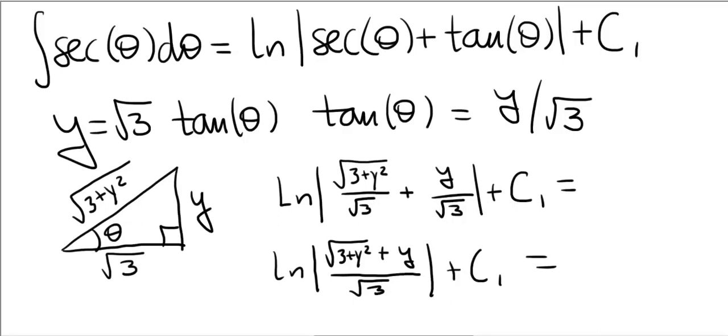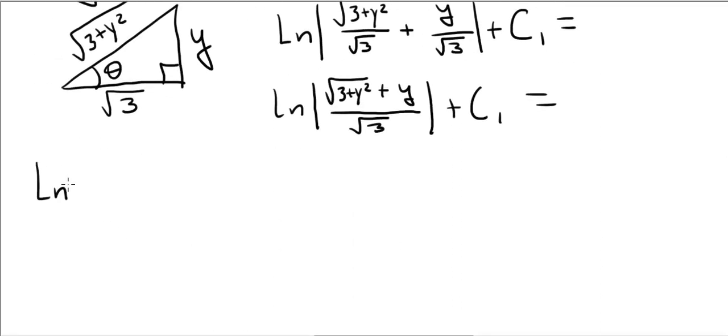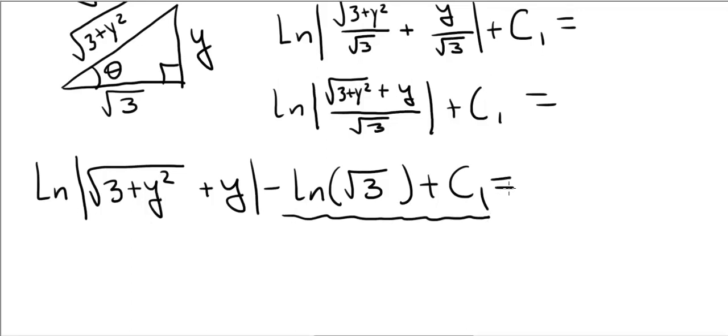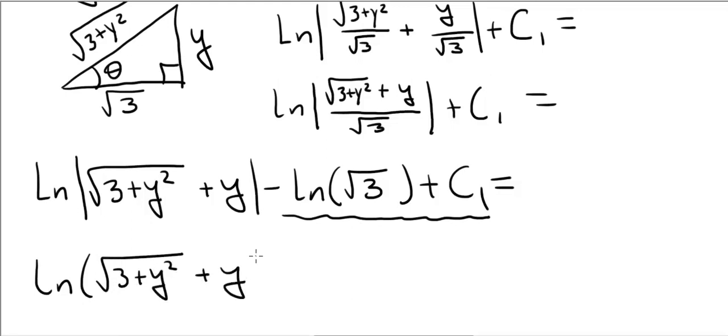By properties of logarithms, this is equal to the natural log of absolute value of the square root of 3 plus y squared plus y, minus the natural log, we don't need absolute value, of square root of 3, plus c1. This is all a constant, so let's call it c. We don't actually need absolute value because square root of 3 plus y squared plus y cannot be negative, so this is natural log of square root of 3 plus y squared plus y plus a constant c. And recall that y was equal to sine of x.